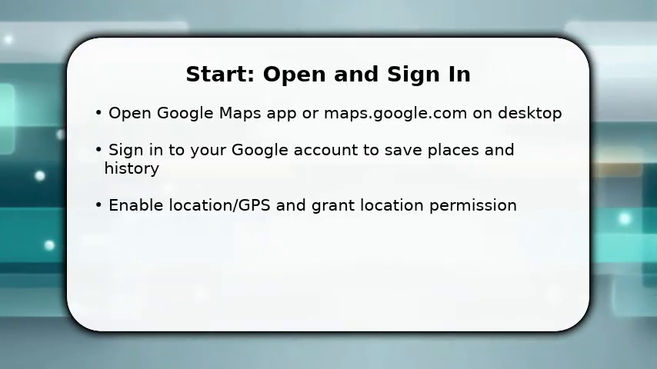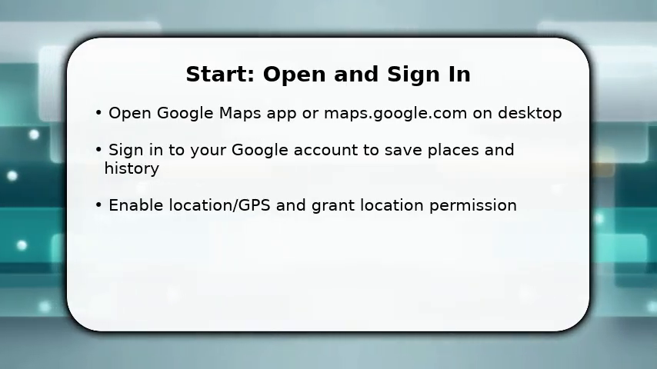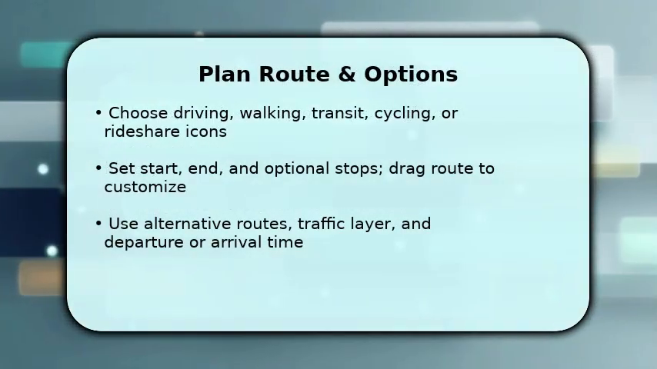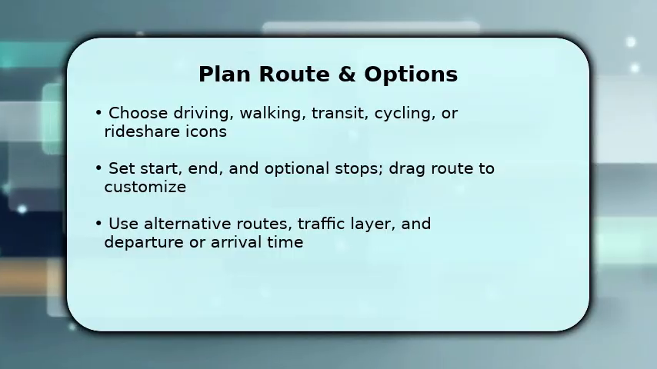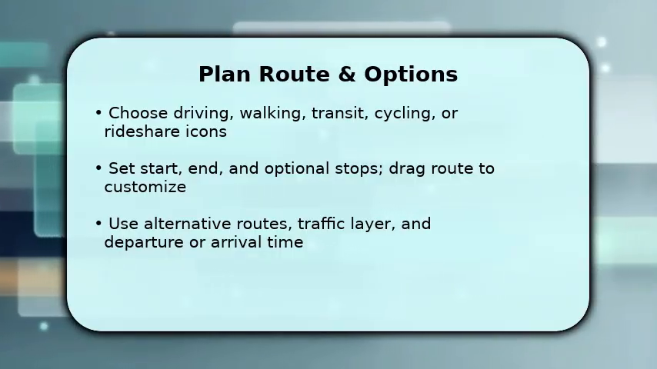Now you'll create a route. Enter your destination and choose driving, walking, transit, cycling, or rideshare. Once selected, set a start point and add stops by tapping plus. Drag a route on desktop to customize lanes or waypoints.